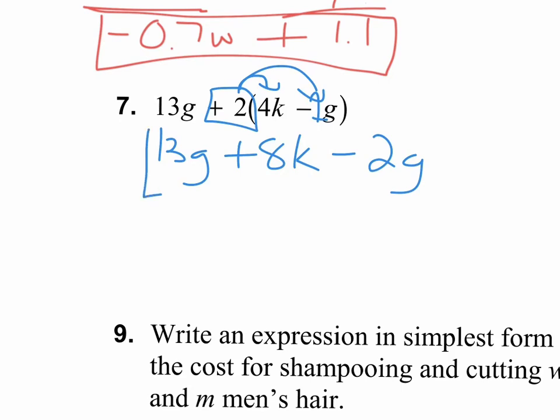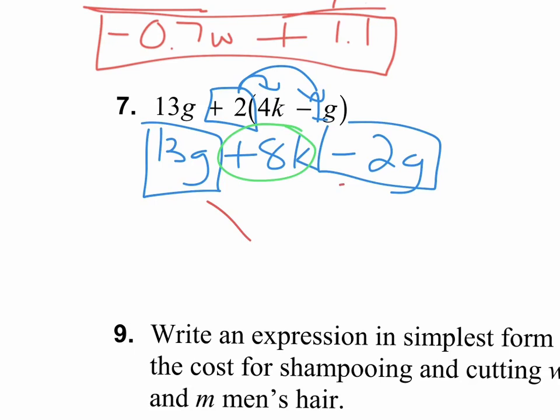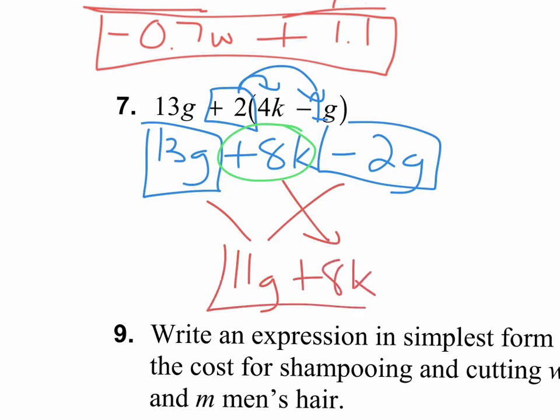And then we go ahead and combine like terms. So I have 13g, negative 2g, and then I have 8k by itself. Okay, so combining like terms, we get 13g minus 2g. So 13 minus 2 would be 11g. And then you just drop this one down because it doesn't have any like terms. So my answer would be 11g plus 8k.